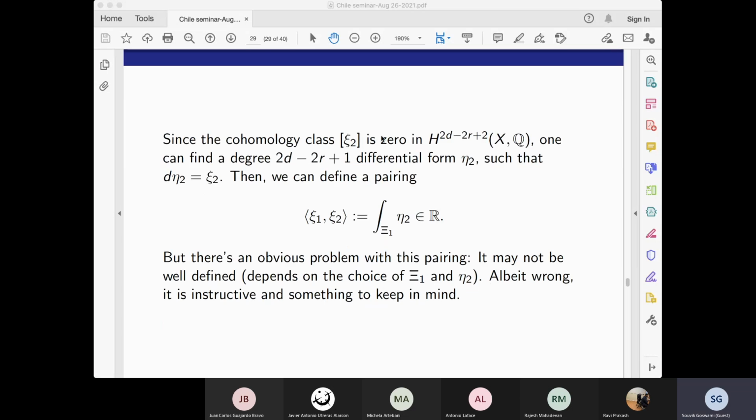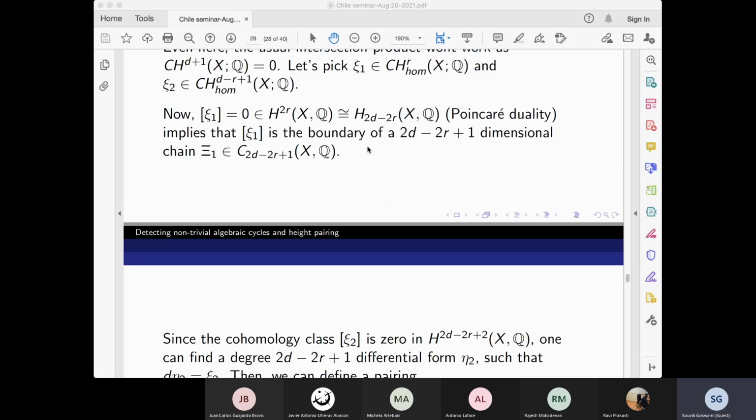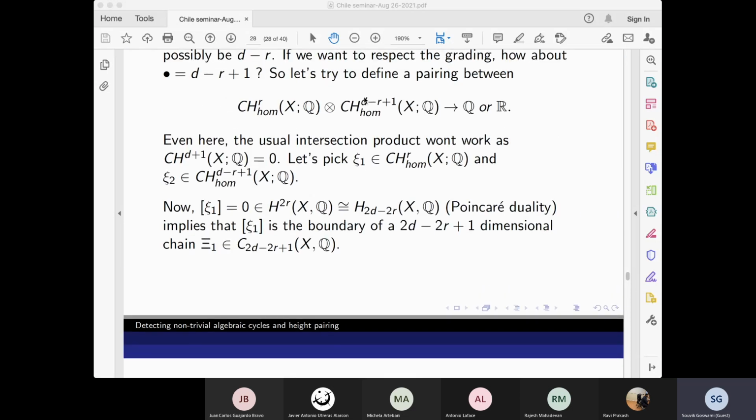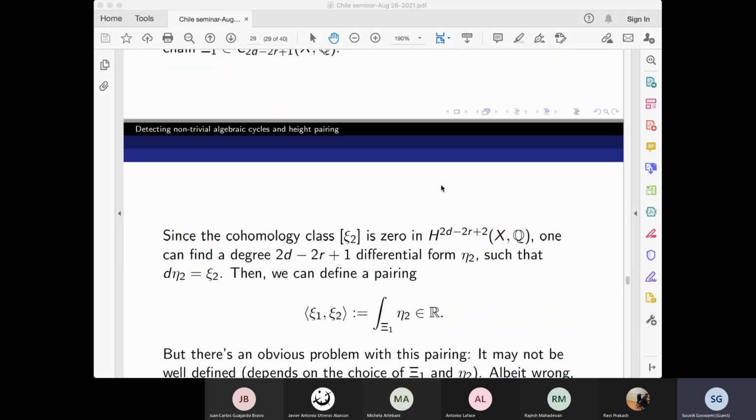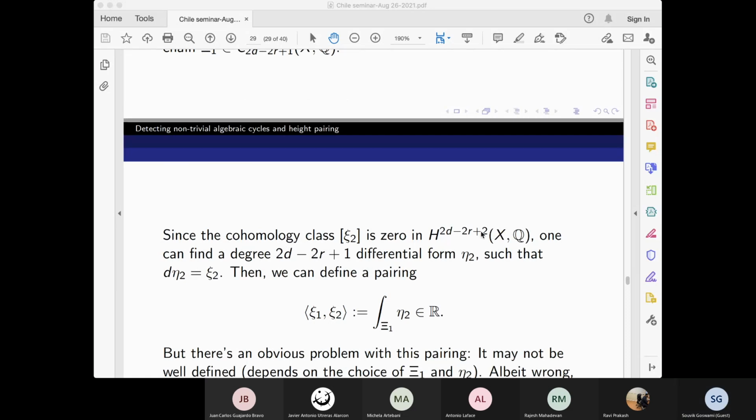Now for Chi2, the class is again 0 here. So remember that Chi2 is a cycle here, right? So it goes to a class in degree 2 times d minus r plus 1, but it's 0 here. What does it mean to be 0 in cohomology? It means that there exists a 2d minus 2r plus 1 degree differential form, let's call it eta 2, such that d of eta 2 is Chi2, okay?